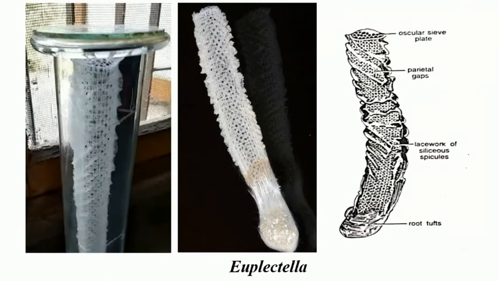Then there is an oscular sieve plate. So like the osculum that was present there, here there is a plate. You can see it is clearly visible that the top or anterior part contains the oscular sieve plate, which helps in ingestion.